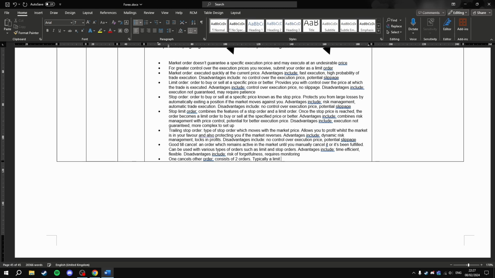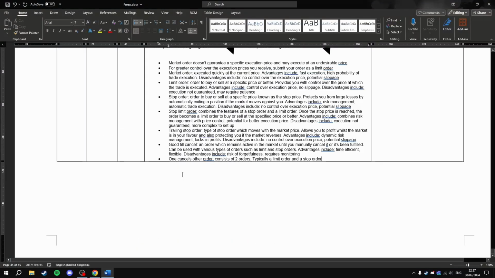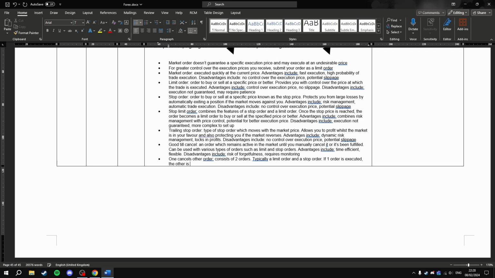Typically a limit order and a stop order. If one order is executed, the other is automatically cancelled.